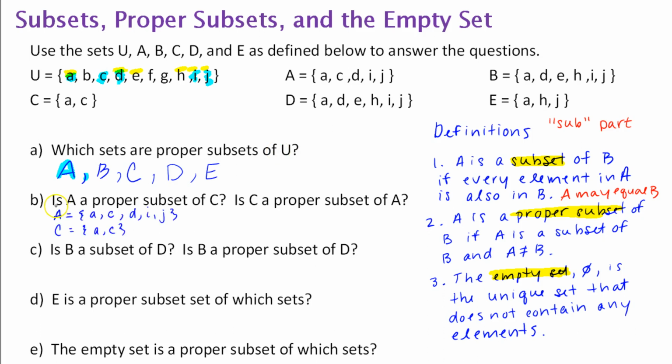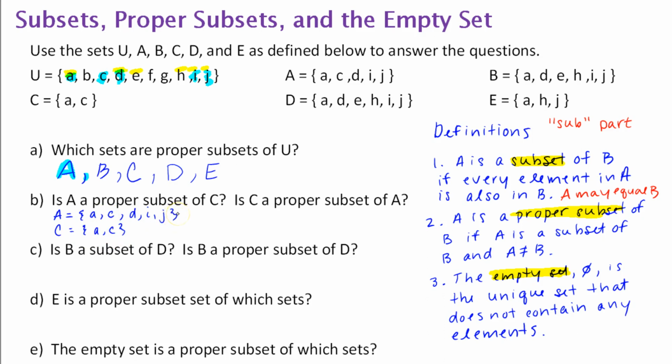In Part B, we're asked two questions. Is A a proper subset of C? And also, is C a proper subset of A? So notice we're looking at the relationship of proper subset, but they reverse the order. And remember, you can always kind of substitute, not exactly, but think of the word part. Is A a part of C? Okay, so A has more elements than C. There's no way it could be a part of it because it's bigger.